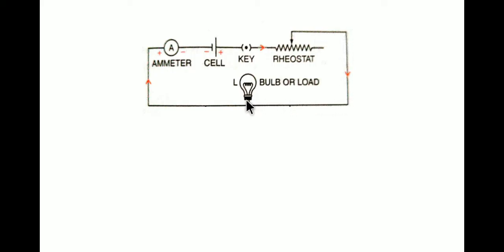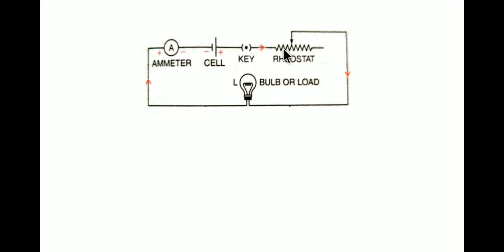Then it would come to the bulb, the bulb would glow, that is the work will be done, and it will return back. It enters the ammeter since it is the positive terminal over here. So the positive side enters first at the positive terminal of the ammeter, and here it is negative and it comes to the negative terminal of the cell. So this is how the connection is made. Over here you can see the switch or key is connected in series. This is called series connection.